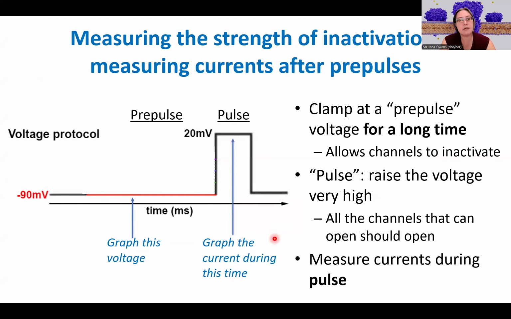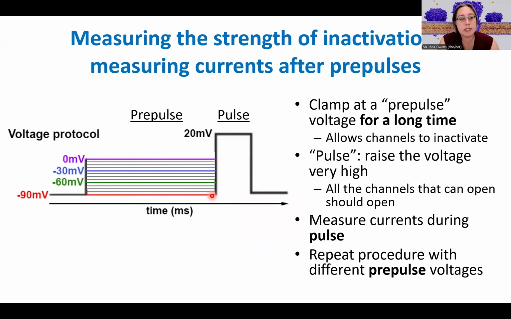Now you might be like, well, if you pre-pulse at -90, at -90 all the channels should be in the resting state, right? That's really low. None of them should be open or inactivated, right? You're right. So the trick is you don't just pick one voltage to pre-pulse at, you actually pre-pulse at many different voltages. So again, the multiple lines means multiple experiments at different voltages.